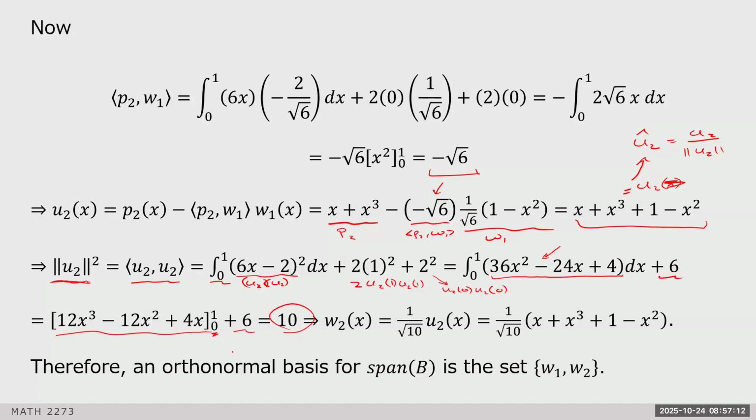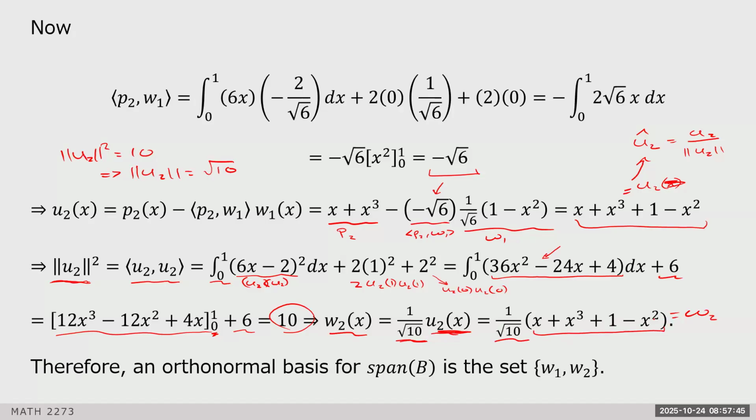So the length squared, norm U2 squared, works out to be 10. Therefore, norm U2 is square root 10. Okay, so W2 is U2 divided by its length. So it's 1 over root 10 times U2, and this here was U2. Okay, so this is W2.